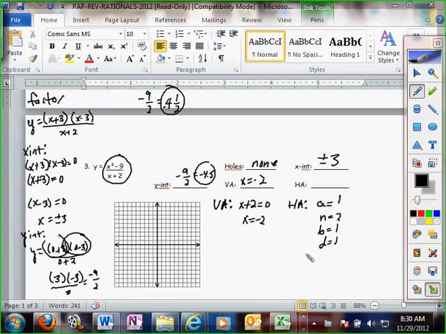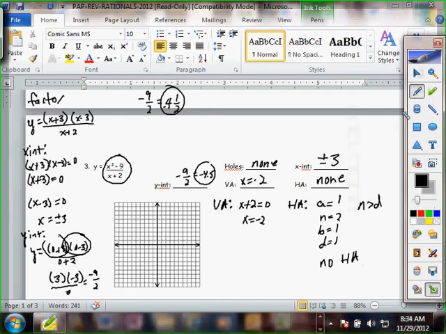So I need to look at my note card where it tells me how to choose. In this case, N is greater than D. This tells me something about my horizontal asymptote. It tells me that when N is greater than D, I don't have a horizontal asymptote, because N is greater than D.